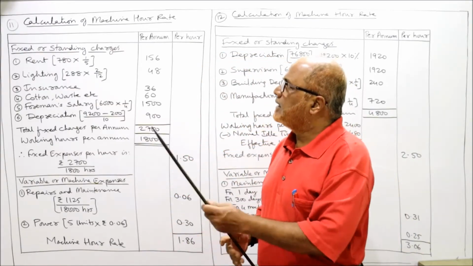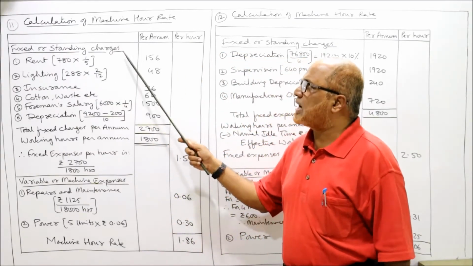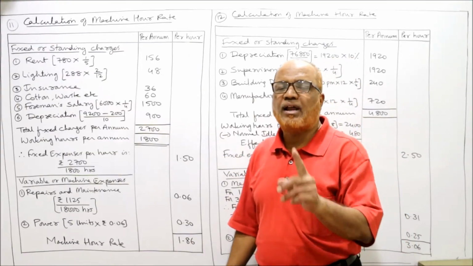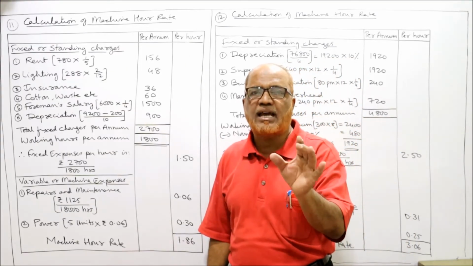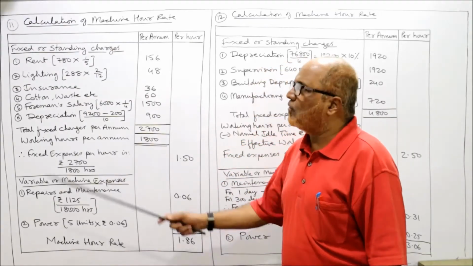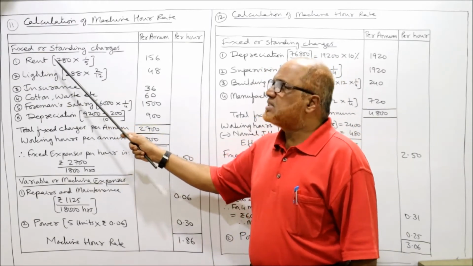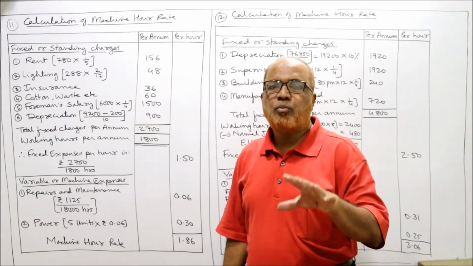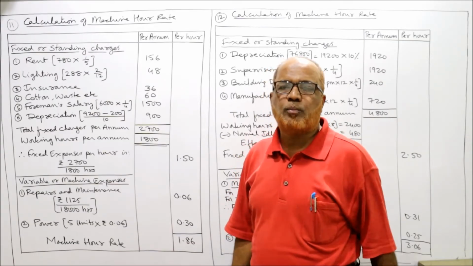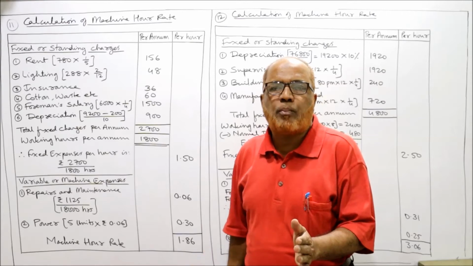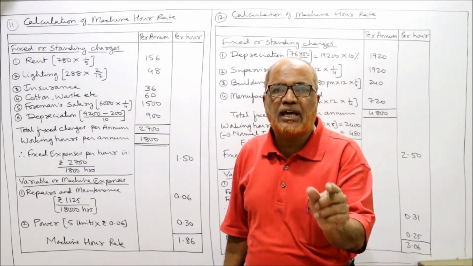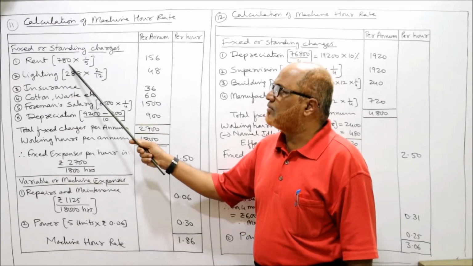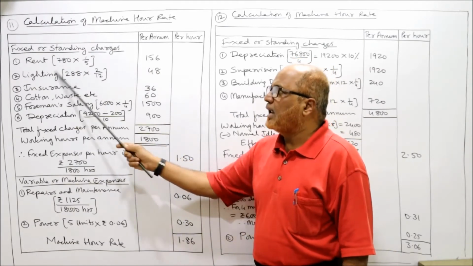Now see here, calculation of machine hour rate, fixed or standing charges per annum per hour. Because we are given in 1 year, the running time is 1800 hours. Now one by one we'll take. Rent, 780 rupees per annum for the entire department. The rent of the entire department is 780 rupees, but the machine occupies only 1/5 area of the department. So we take 1/5 of 780. 780 into 1/5, 156.